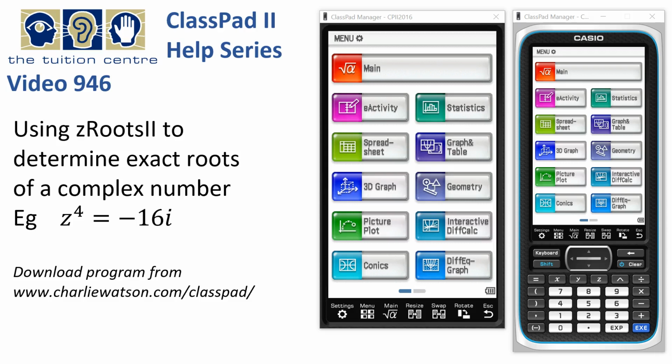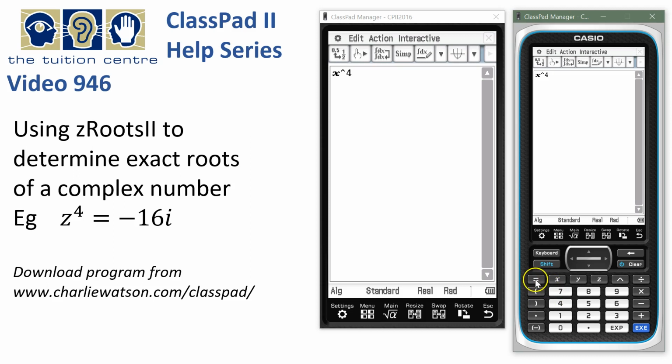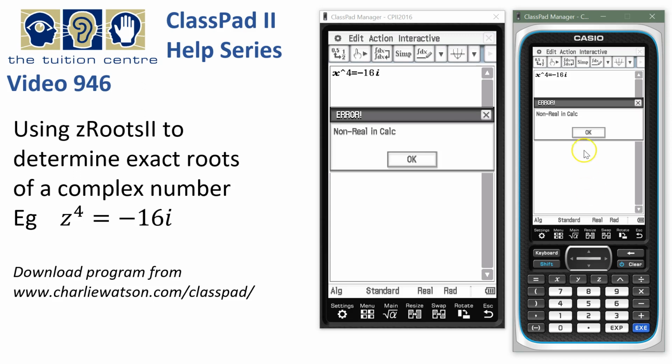Hi, in a recent exam, we had this equation to solve, and ClassPad didn't do it too well. Let's just have a look. So here we go. X power 4 is equal to minus 16i. So we use the shift key, shift decimal point, to put in the complex number, tap execute.